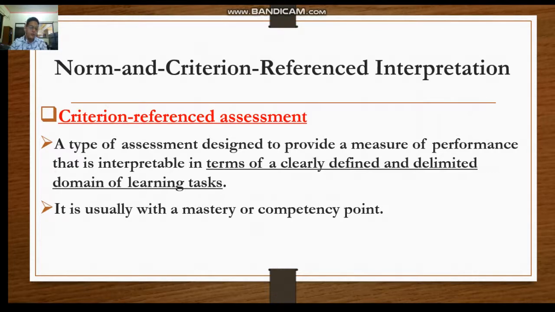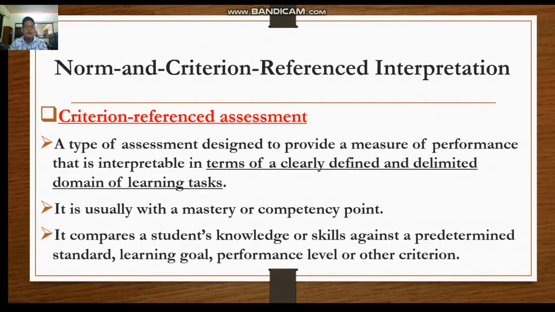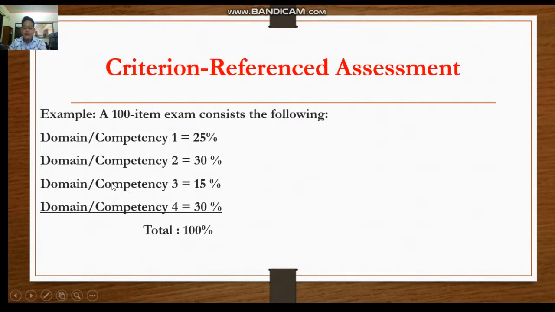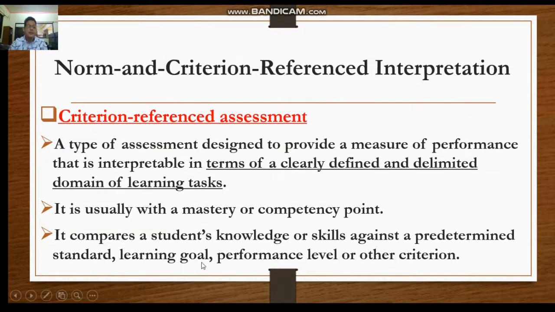Now, the difference between Norm and Criterion Reference: again, in Norm, we compare the performance of a student to the performance of their classmates, or the class they belong to, or their batch. Okay? In Criterion Reference Assessment, we do not do that. What we are comparing here is the student's knowledge, performance, or skills against a predetermined standard, learning goal, performance level, or other criterion. So we do not compare the performance of a student to the performance of other students or of a class.